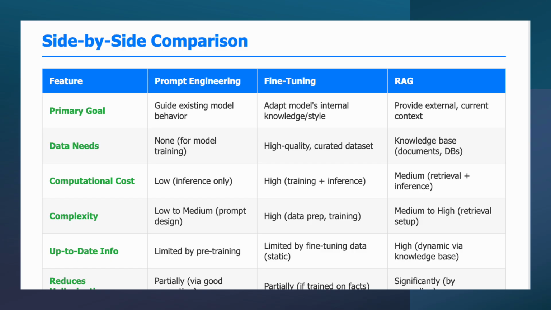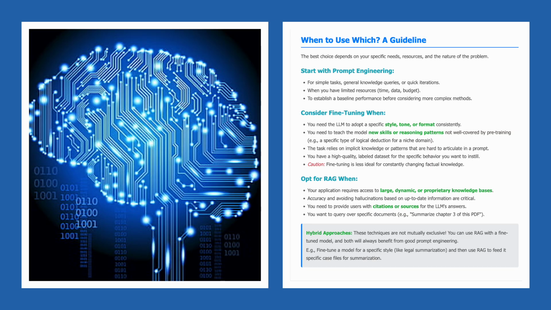When to use which: a guideline. So with these three powerful techniques, how do you decide which one to use? The best choice really depends on your specific needs, available resources, and the nature of the problem you're trying to solve. A good rule of thumb is to always start with prompt engineering. It's excellent for simple tasks, general knowledge queries, or when you need to iterate quickly. If you have limited resources, be it time, data, or budget, prompt engineering is your go-to.